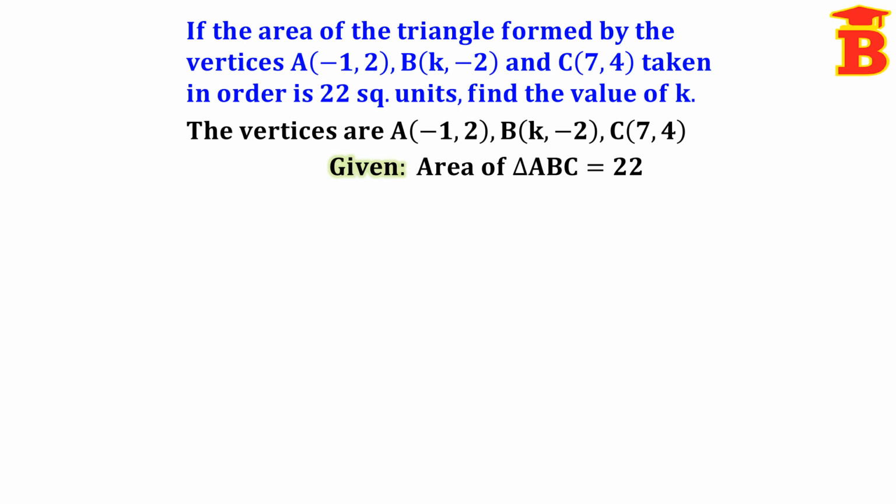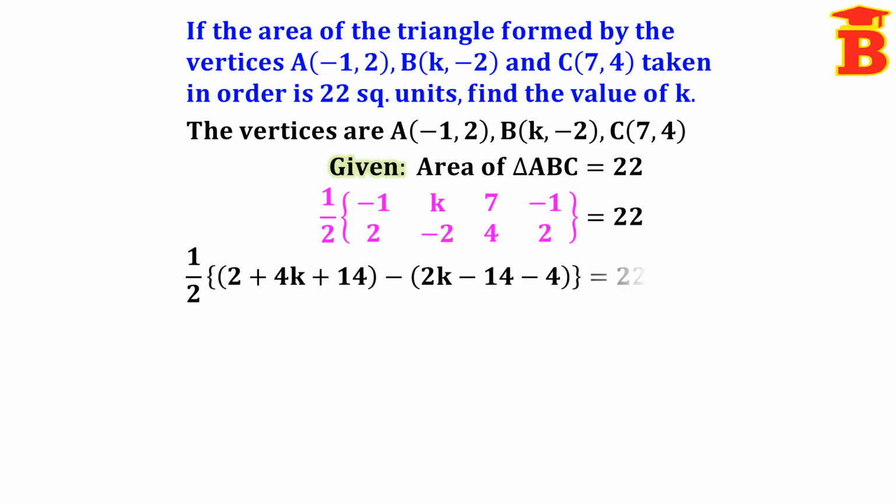And we know the area method, half into first point, second point, third point, again first point. That is half into first point (-1, 2). Second point (K, -2). Third point (7, 4). Again first point (-1, 2). Equal to right hand side 22.